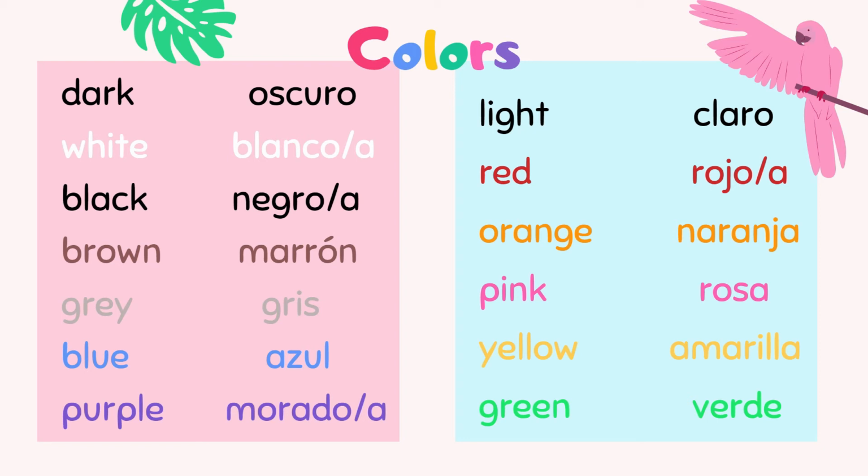Marrón, brown. Gris, gray. Azul, blue. Morado, morada, purple. Claro, light.